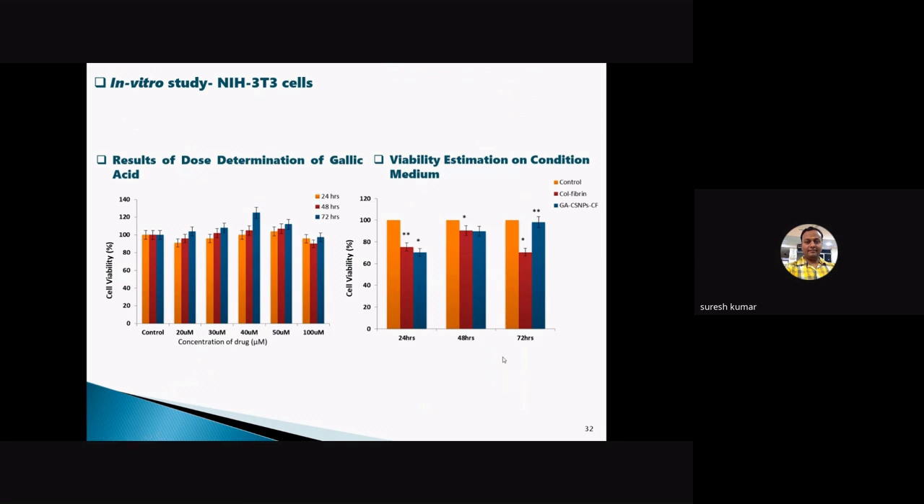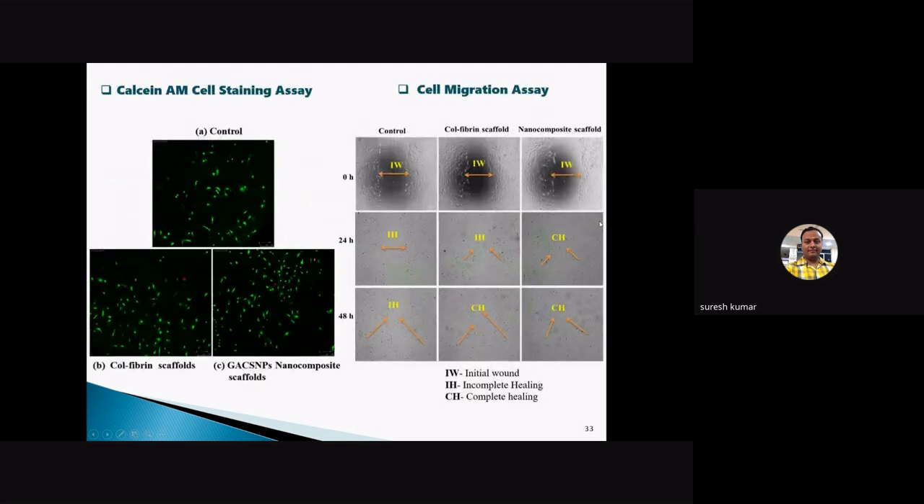So coming to the in vitro study. What we have done in this in vitro study is specifically we used 3T3 skin fibroblast cells with different concentrations of gallic acid, ranging from 20 to 100 micromolar, at 24, 48 and 72 hours time periods, which did not show any significant toxicity. Followed by the viability estimation of the conditioned medium, which has been done to show the better stability or biocompatibility of the prepared material on these 3T3 fibroblast cells.